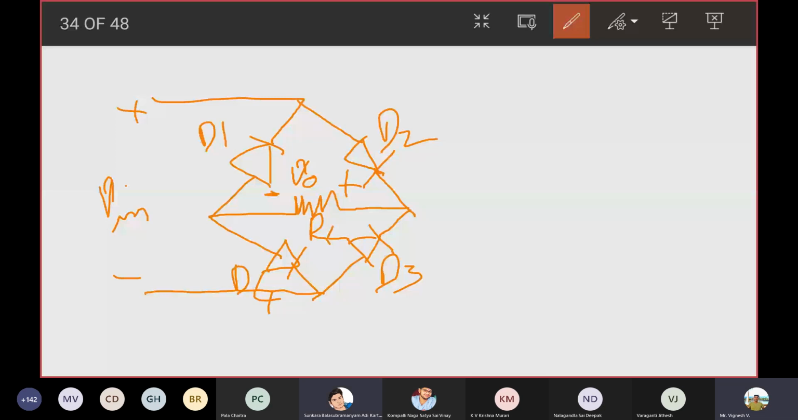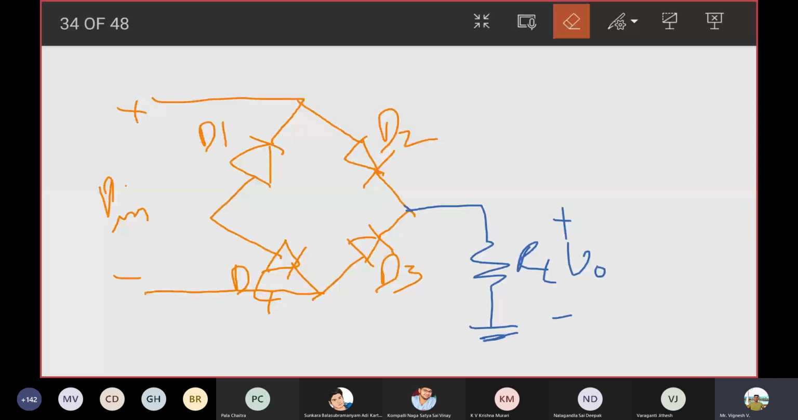There is RL, the load resistor, and it is V naught. Across the load resistor, you measure the output voltage. Either you can do that, or you can draw the circuit this way and call this V naught. Doesn't matter. So what I've done is I've connected this RL there. I hope that is clear.